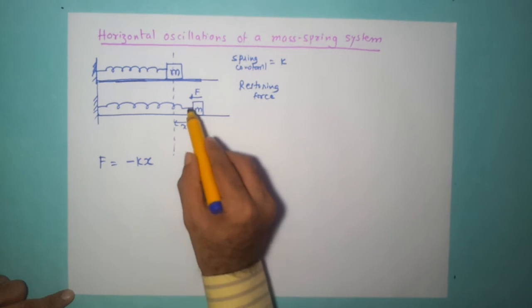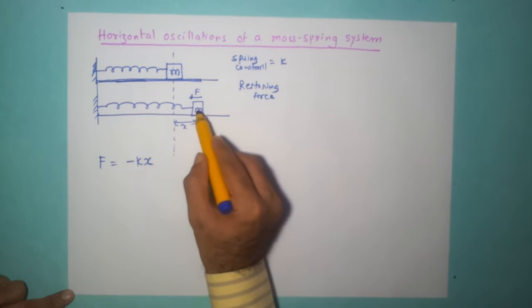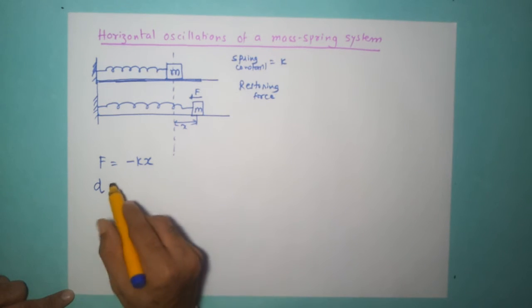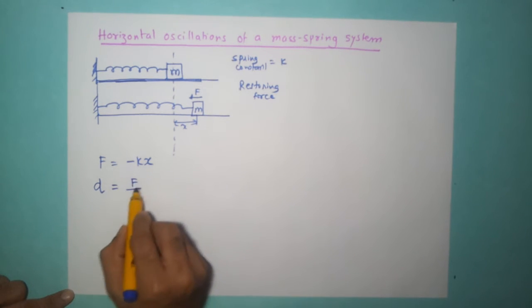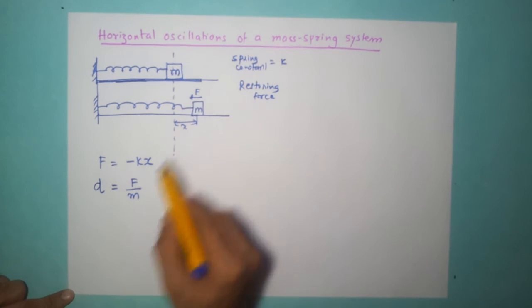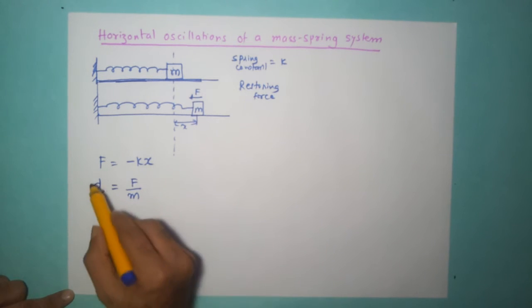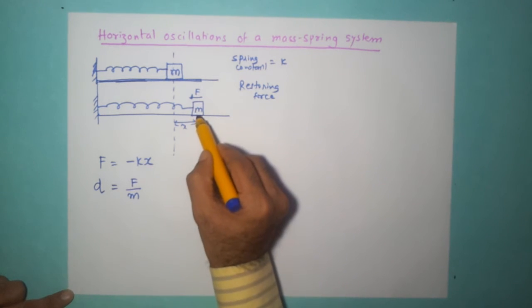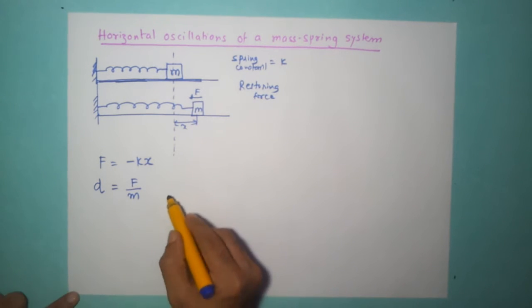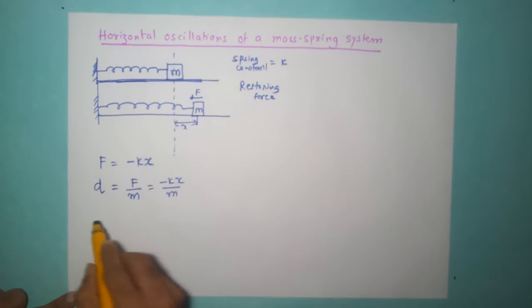Now, when I release this mass, at that instant, let us say the acceleration of this mass is alpha. Now, alpha is equal to force upon mass. The force which is applied on this mass is the restoring force F. M is the mass of this particular block. So alpha is equal to F upon M. I repeat, alpha is the acceleration of this block at the moment I release it. So alpha is equal to F upon M, and therefore I can write F is minus Kx, so alpha is equal to minus Kx upon M.